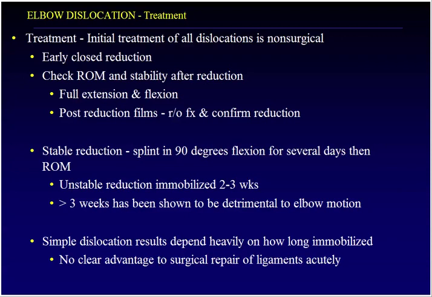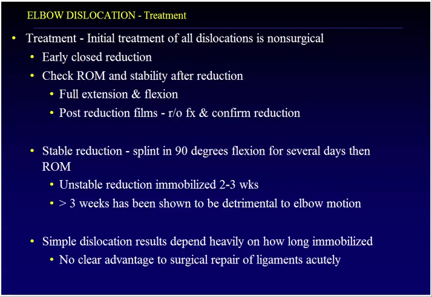The initial treatment of all dislocations, of course, is non-surgical. You anatomically reduce the ulnotrochlear articulation. Then you want to check the range of motion and stability post-reduction by taking the elbow both into full extension and full flexion whenever possible. And typically this can be done with relatively minimal sedation in the emergency room to get the elbow reduced.